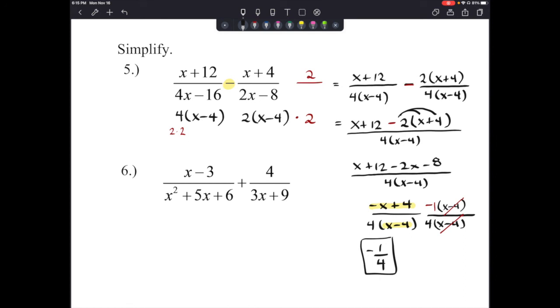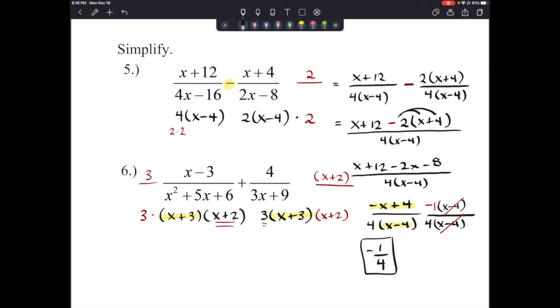All right, let's get into this last one here. We've got x minus 3 over x squared plus 5x plus 6, and then we're adding 4 over 3x plus 9. Let's factor everything first. We have x plus 3 times the quantity of x plus 2. And on this side, we're going to have a 3 times the quantity of x plus 3 after you factor it out. So looking at what we have in common, they each have an x plus 3, which means I'm going to need to multiply both of them by a 3, or make sure that they both have a 3. And then I'll have to multiply by an x plus 2. So if I do that to the bottom and the top, I'm also going to do it to the bottom and the top with the 3.